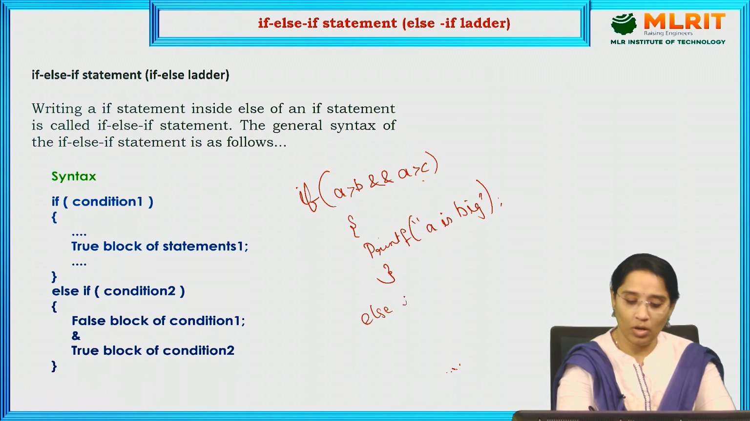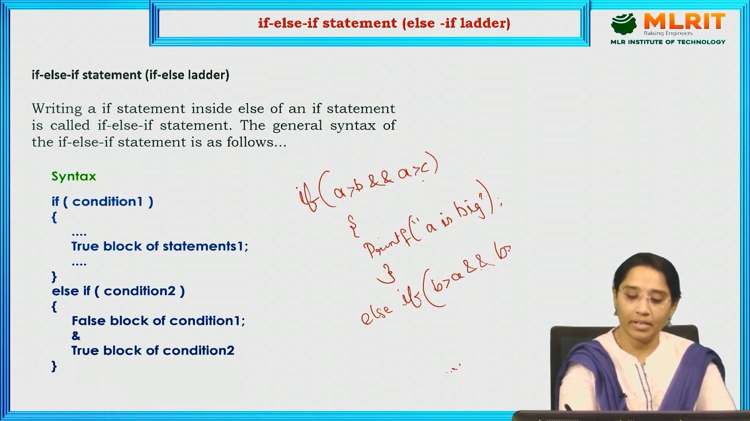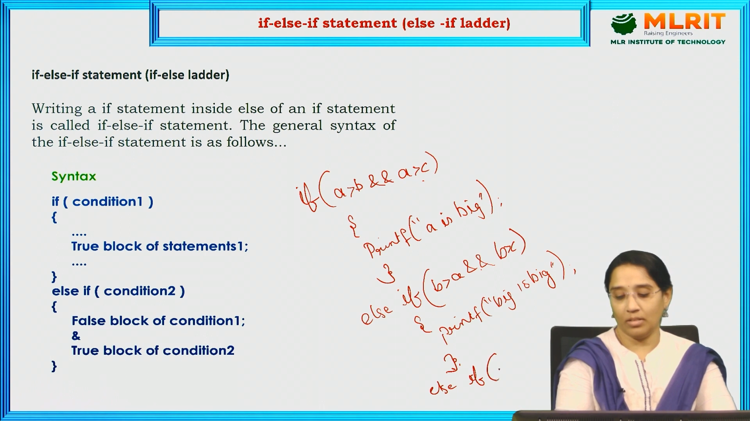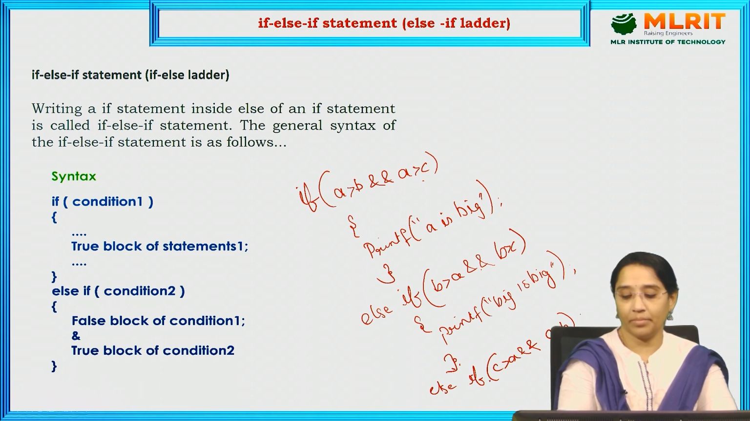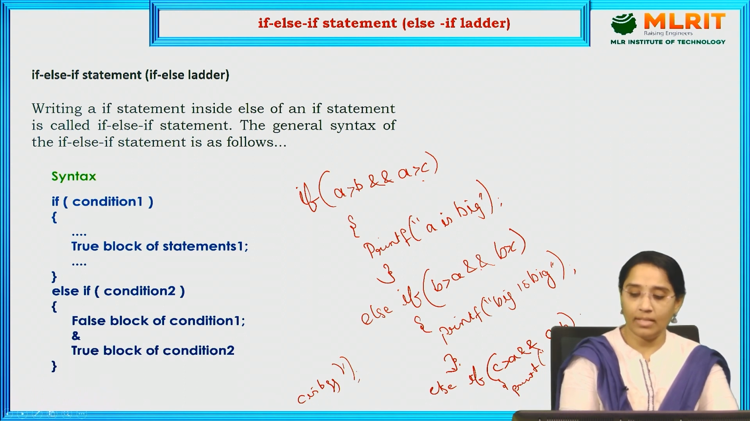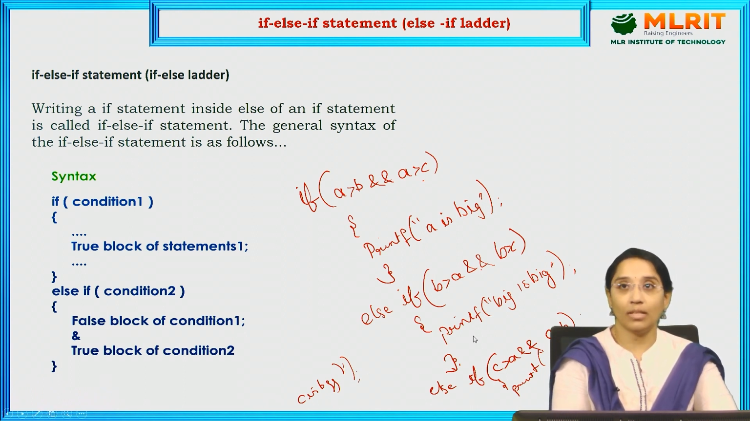Else if, so now I want to check with B. B greater than A and B greater than C. Printf B is big. Again I want to check with C. Else if C greater than A and C greater than B. Printf C is big. So like that you can write here. Else A is big. This is what I have written using else if ladder.